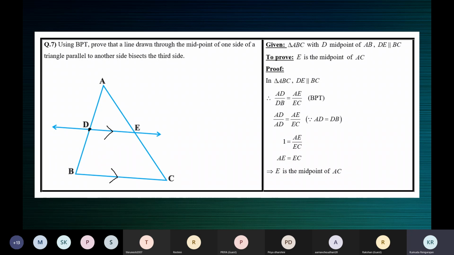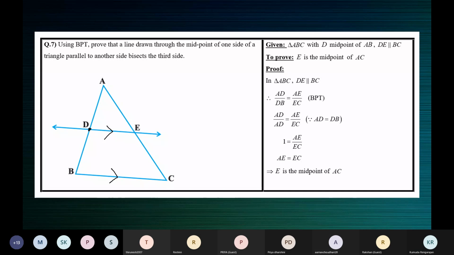This is simple. Shall we take up the next one? Yes, ma'am. In the question, given D is the midpoint. You can also take E as the midpoint. You can draw the figure anyways to suit the statement given.